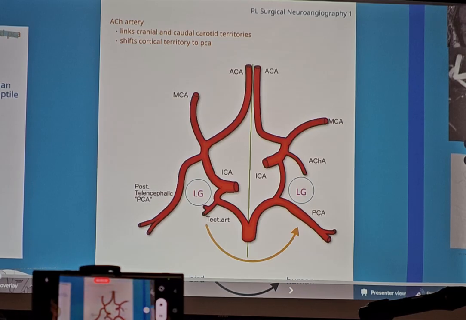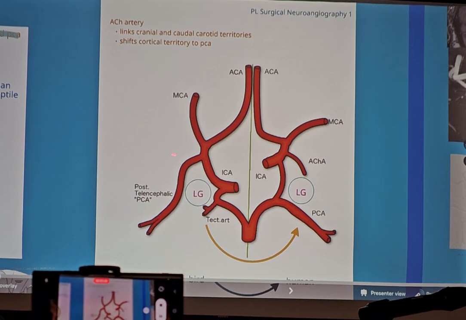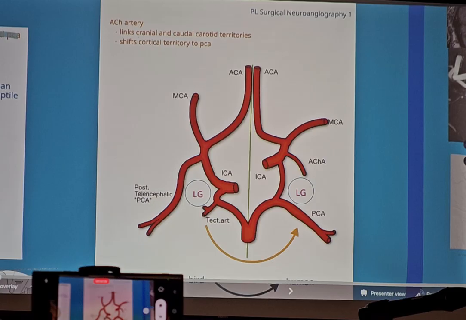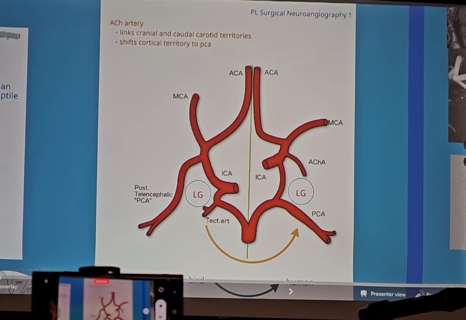The difference between these 2 species is that the cortical territory of the posterior teleocephalic artery in the bird, which has now got a big cortical territory for vision, shifts onto this posterior tectal artery, which is the PCA. So in the human, the anterior choroidal has shifted all the cortical territory to the posterior cerebral artery. And the anterior choroidal looks like a small artery, but as you know, the size of vessels doesn't have any resemblance to its importance as an embryonic vessel.